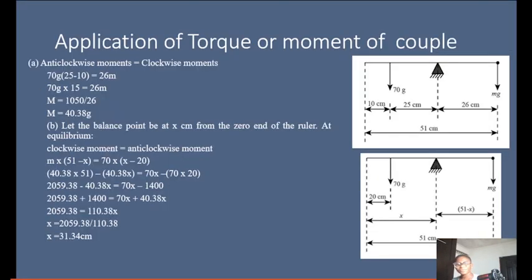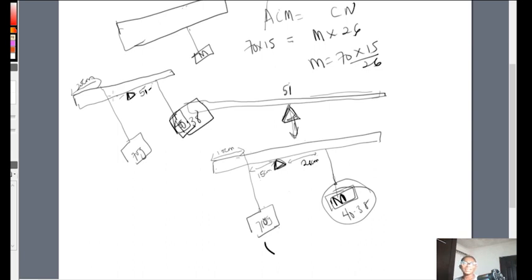So look at it now. From our diagram, we already know that this part is going to be 51 minus x. The other remaining part is going to be x minus 20. So this part that has the mass is 51 minus x, because we don't know what it is. So this small part that we don't know is x.